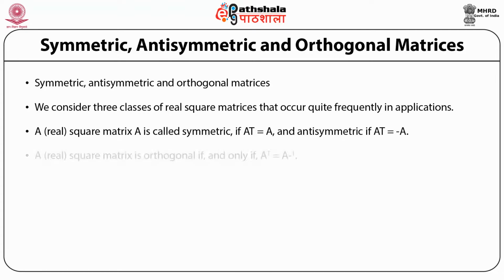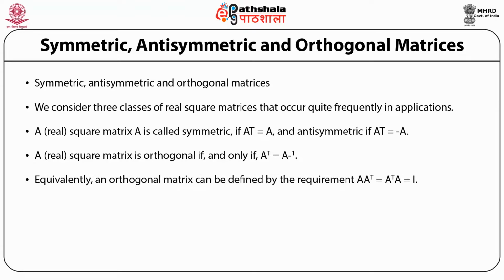A real square matrix is orthogonal if and only if A transpose is equal to A inverse. Equivalently, an orthogonal matrix can be defined by the requirement A into A transpose is equal to A transpose into A, which equals the identity matrix.